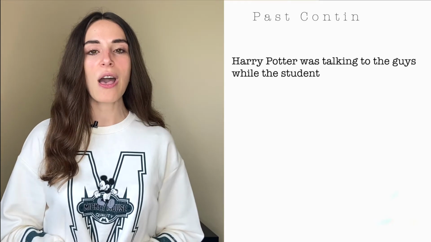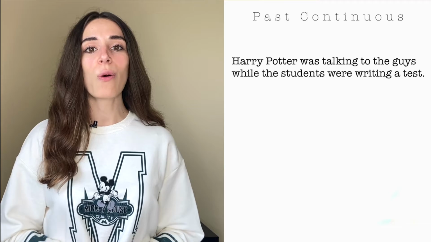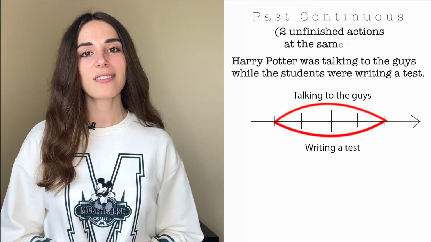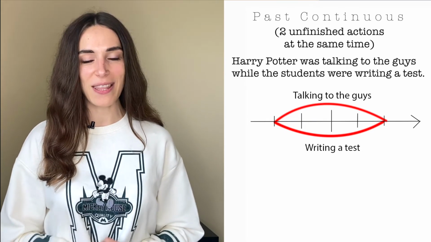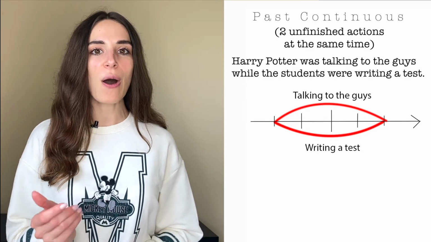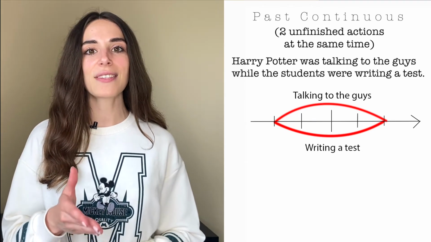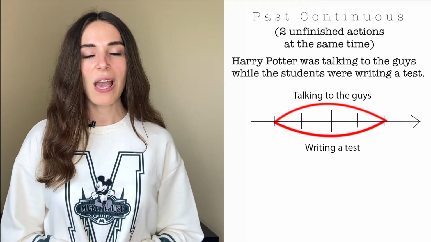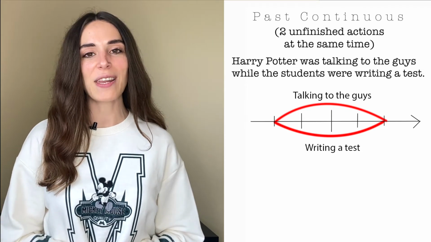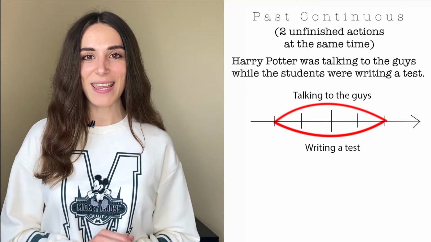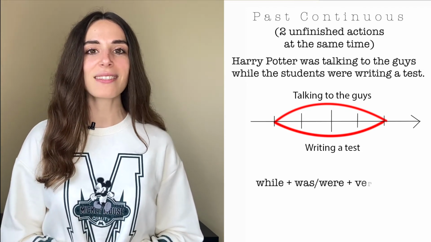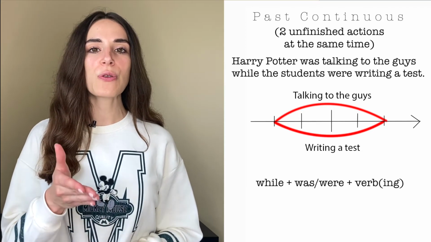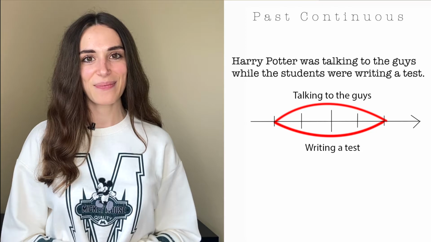Harry Potter was talking to the guys while the students were writing a test. Again, two actions at the same time that happened in the past. Harry Potter was talking to the guys at the same time when the students were writing a test. Both actions are unfinished and in progress. So in this case, we use was/were plus an -ing form. Remember that after "while", we always use the past continuous tense.